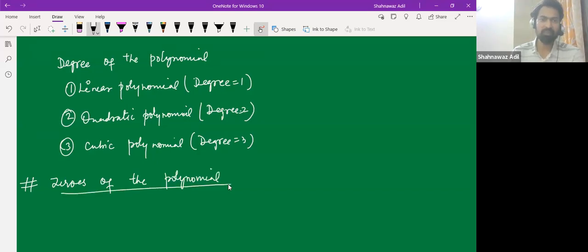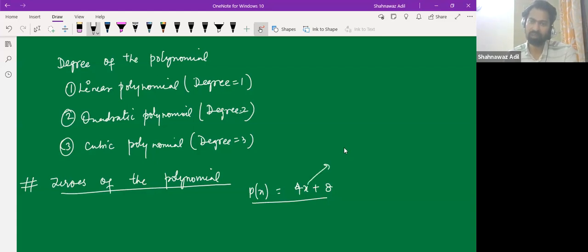So as the name suggests, we have a polynomial. Let's say this is 4x plus 8. This is a polynomial, and this is a linear polynomial, right? Because the degree is 1. So this is a linear polynomial.